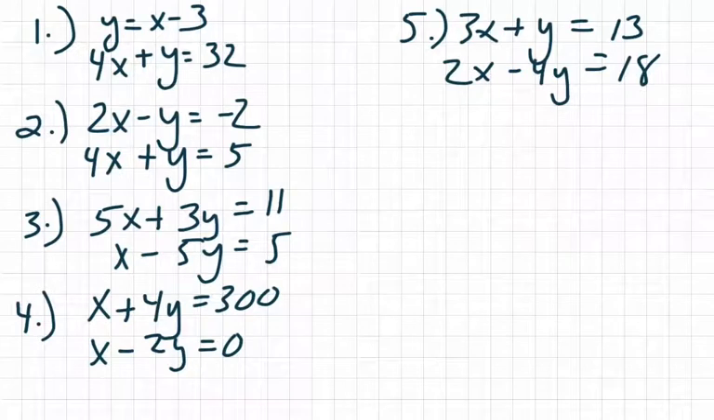Okay, sorry, I thought I hit the pause button and I did. Okay, so the first one we have y equals x minus 3, 4x plus y equals 32. Second one is 2x minus y equals negative 2, and 4x plus y equals 5. Third is 5x plus 3y equals 11, and x minus 5y equals 5. Fourth is x plus 4y equals 300 and x minus 2y equals 0. And the last one, 3x plus y equals 13 and 2x minus 4y equals 18.